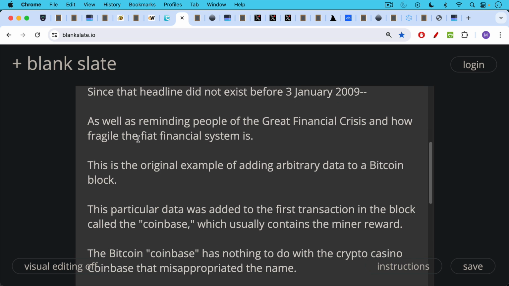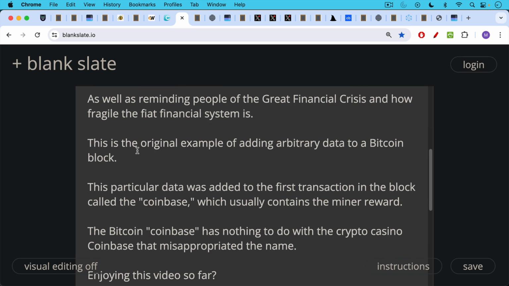The particular data was added to the first transaction in the block, which is called the Coinbase. This is the same transaction that usually contains the miner reward. And there's a little space there where you can put data, for example, mined by Luxor or mined by some particular mining pool. In this case, Satoshi used it to embed this hex data.